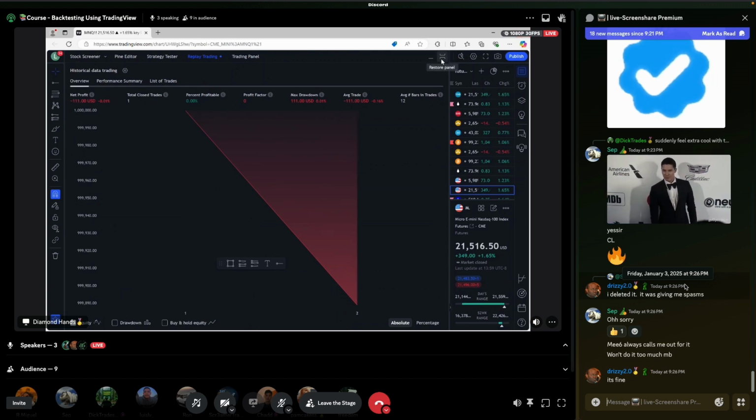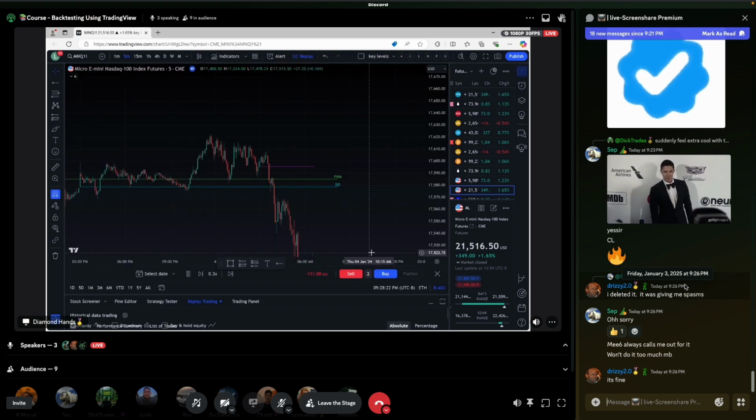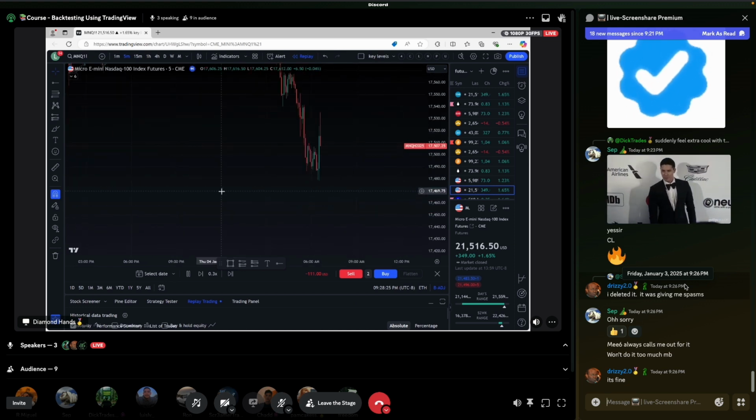So this is a pretty nice tool. They actually didn't have this before. It's like they just recently updated this. So now it's much easier to use bar replay.